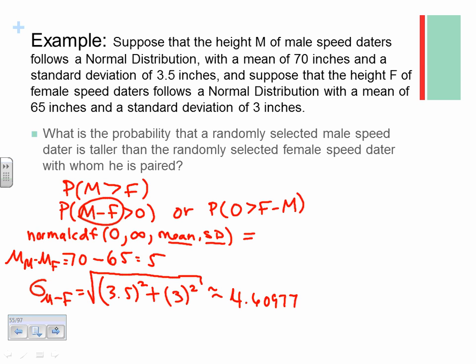And I got it to be 0.86095. So the area under the density curve with a mean of 5 and a standard deviation of 4.6 from 0 to infinity is approximately 0.86095. So this tells me the probability of a randomly selected male being taller is about 86%.